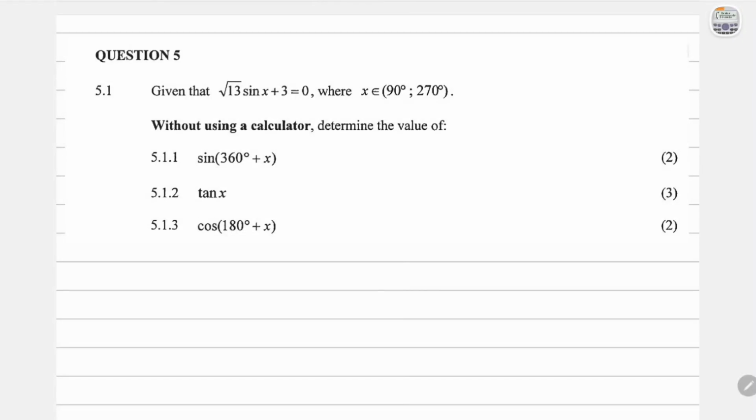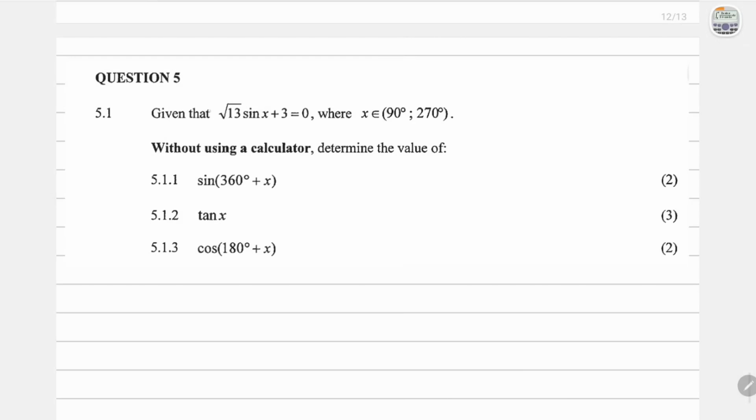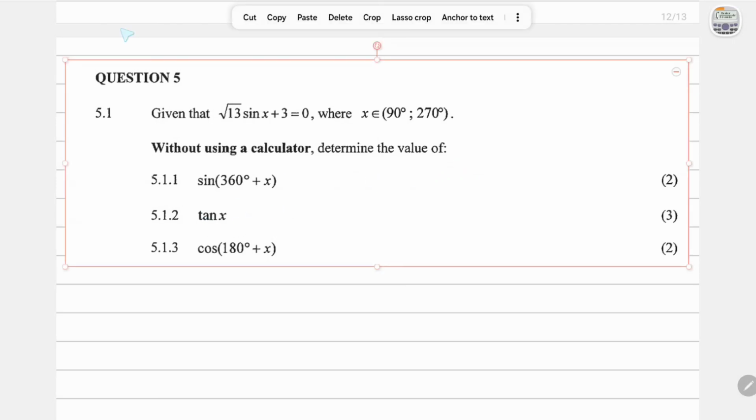Question 5, the trigonometry section of this paper. Question 5 says 5.1, given that the square root of 13 sine x plus 3 is equal to 0, where x is an element of 90 to 270 degrees, without a calculator, determine the value of the following. Okay, so we have to find the value of the following.